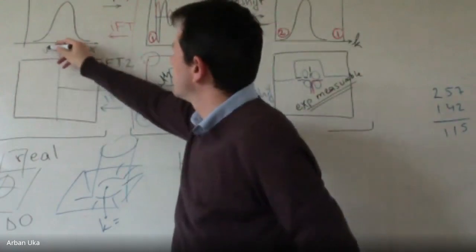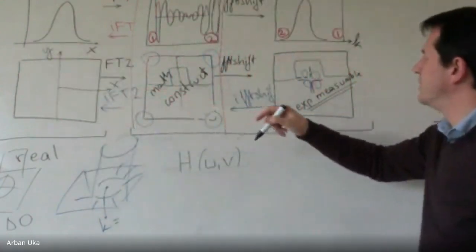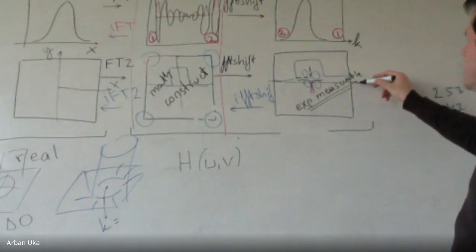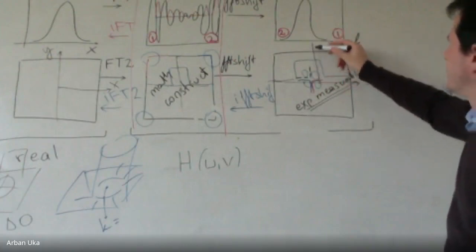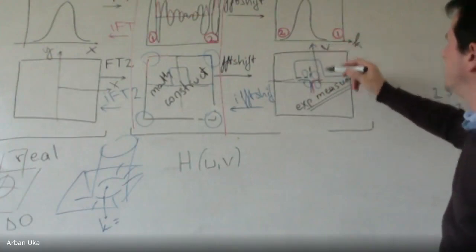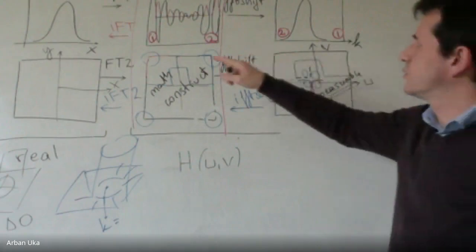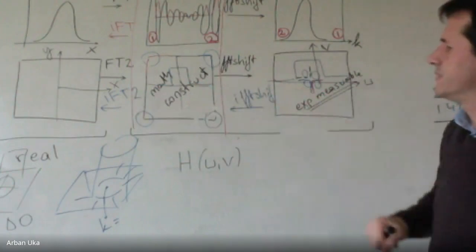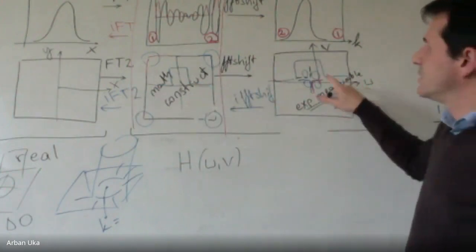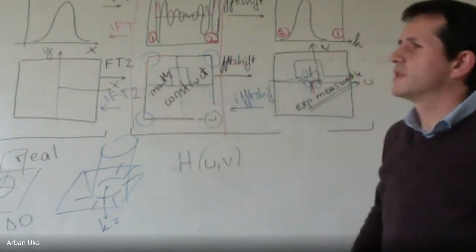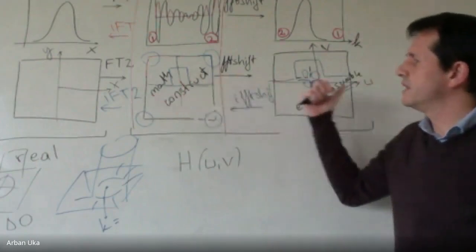So if this is x and y in the image real domain, when we come here, this is going to be the u and v, okay? And u and v, they are like the conjugate quantities, or the reciprocal quantities, or the transform quantities of x and y in the Fourier domain.